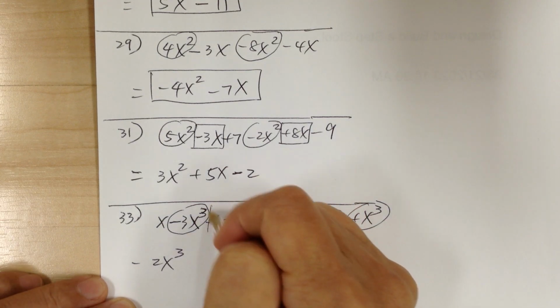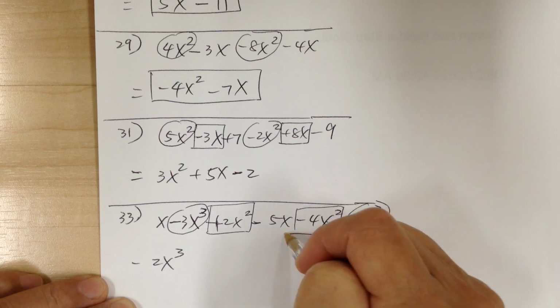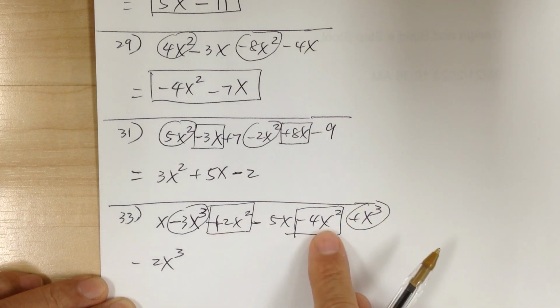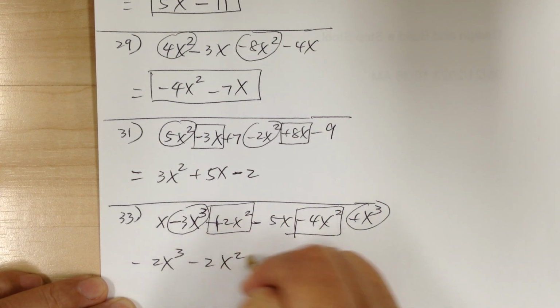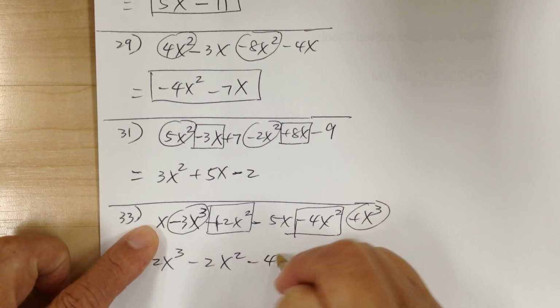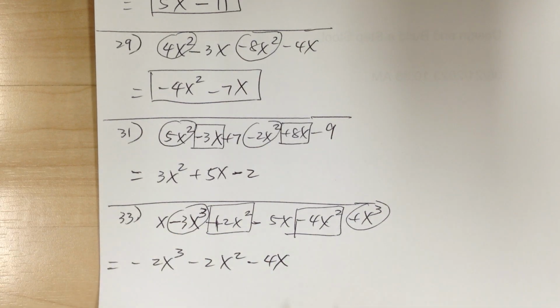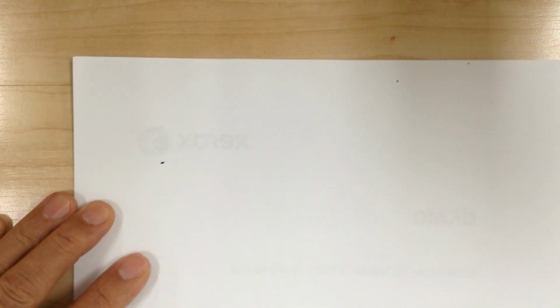Then you do the square. So that's that one and this one. So 2 minus 4 would be negative 2. Okay, and the leftover, you got x minus 5x would be minus 4x. Okay, and that's it. Okay, let's go to the next one.